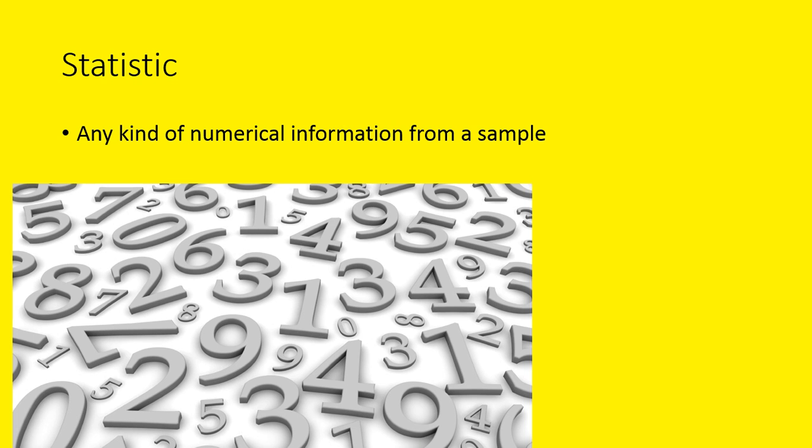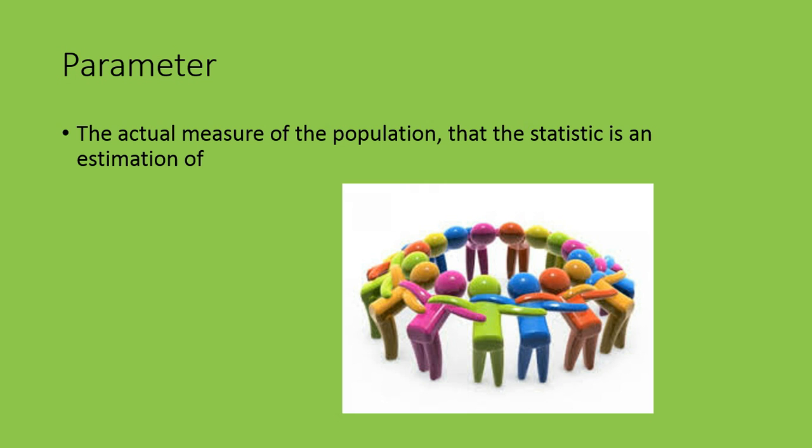Okay, so any numerical data we get back is called a statistic. Now, the other half of that is the population information we get back. If we were to take a census and get information from everybody in a population, that numerical data is called the parameter. And that is the exact answer to the question.